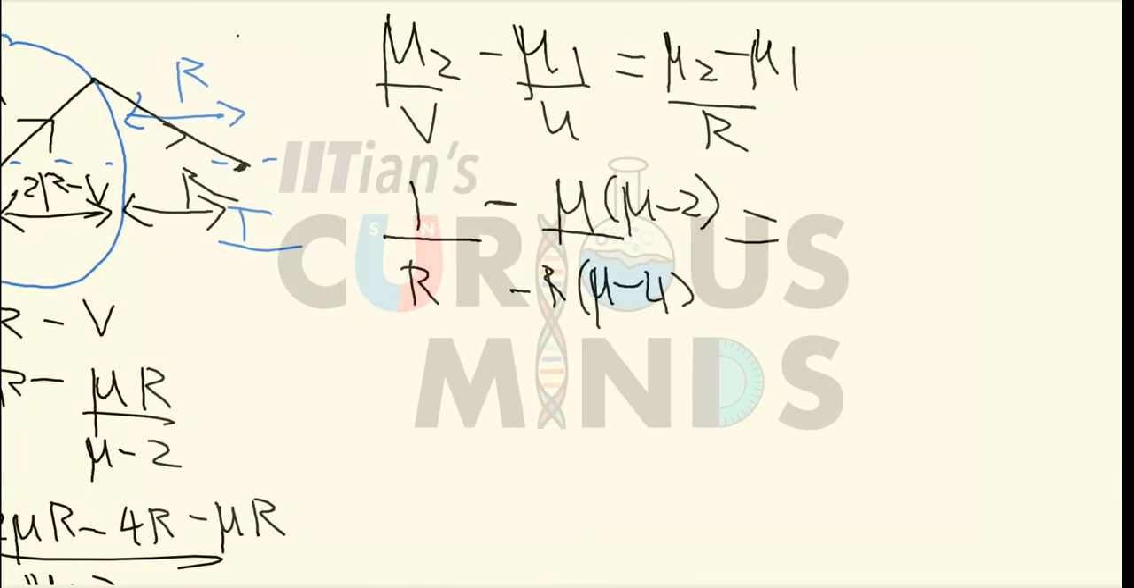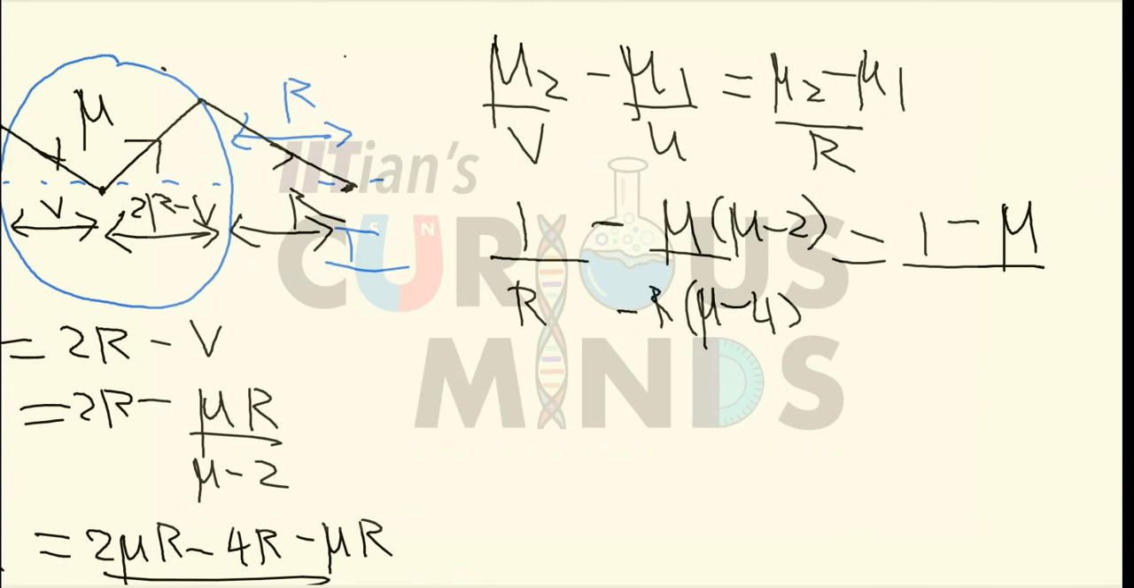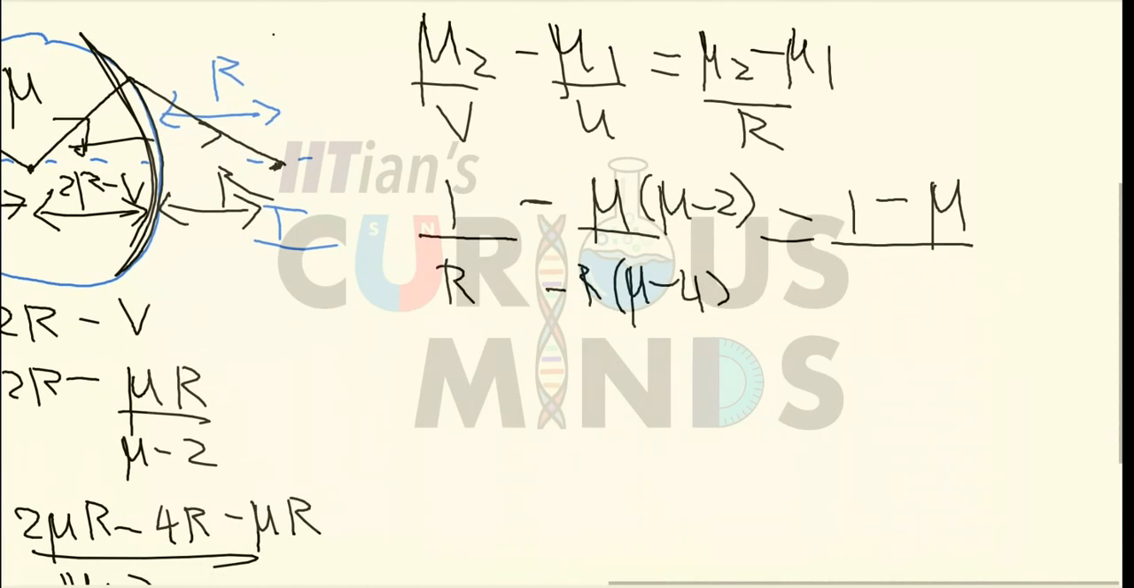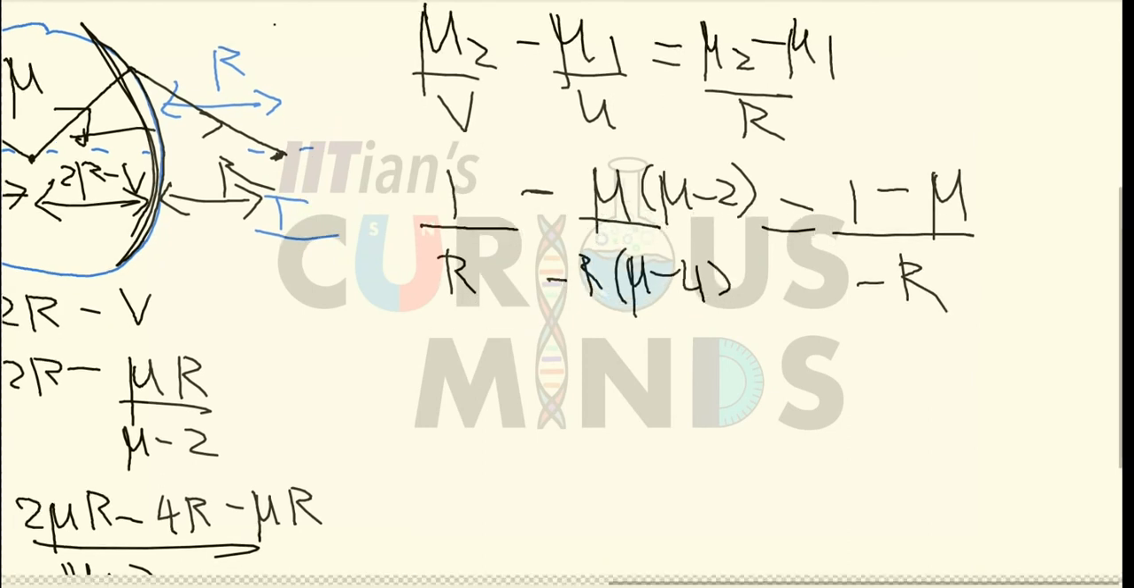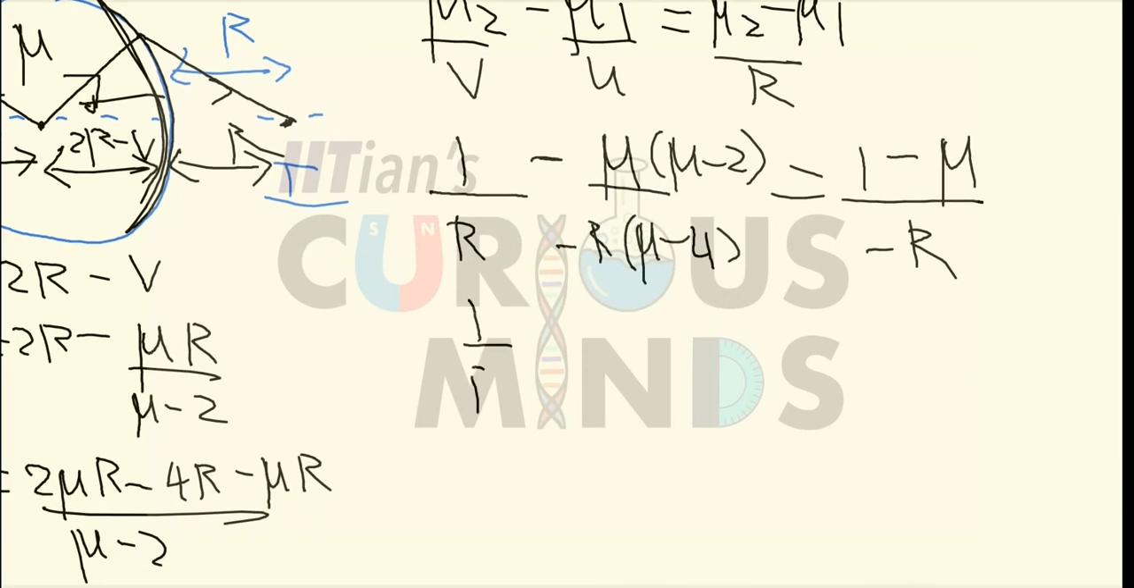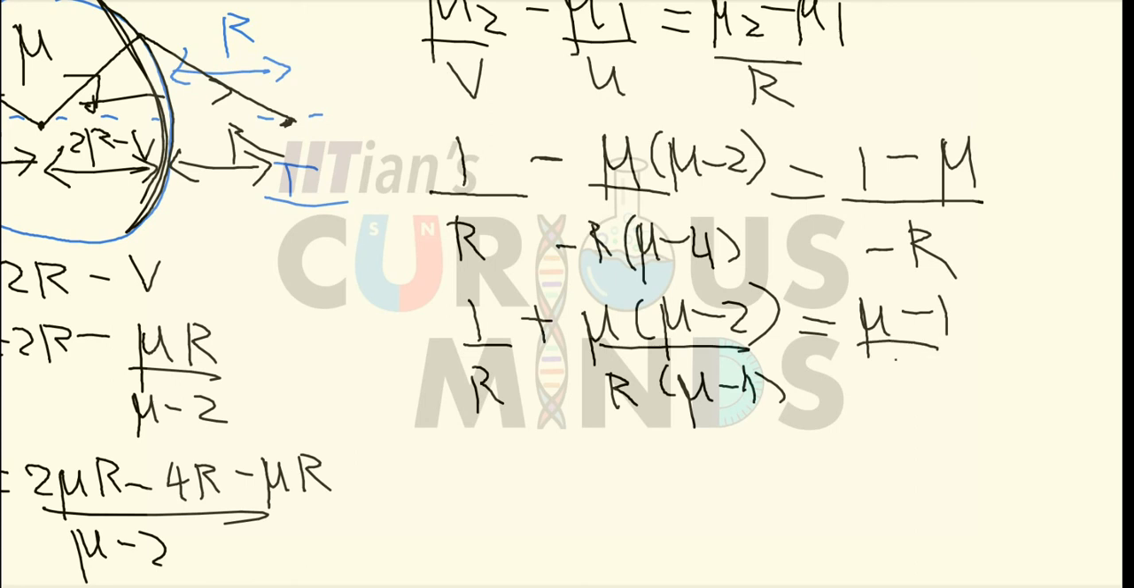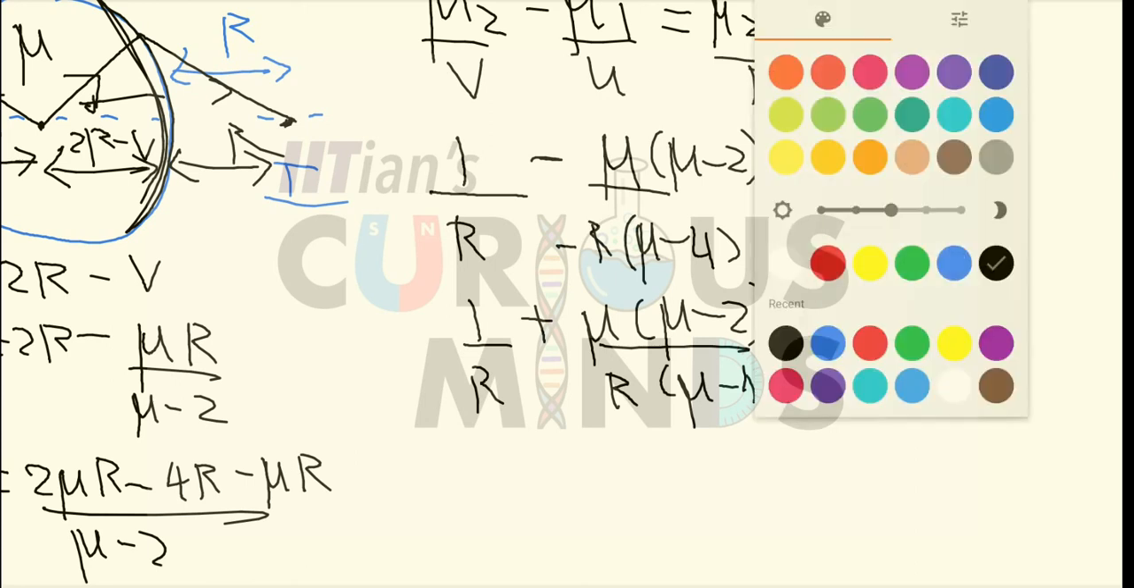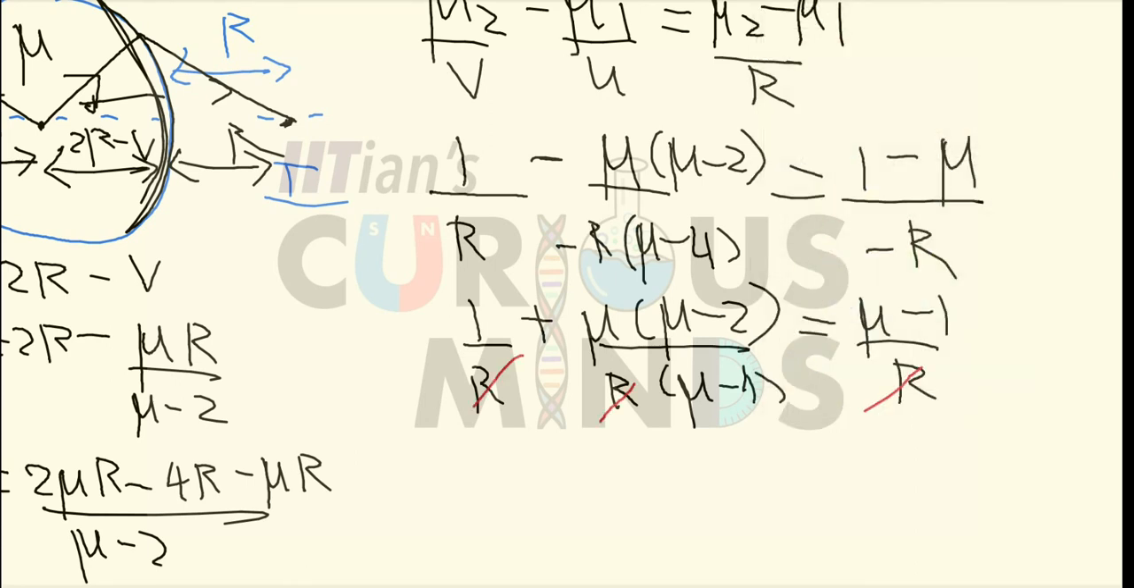It will be equal to mu 2 minus mu 1, that is 1 minus mu divided by R. Now since I am considering this surface, the R will be negative over here, so R will be equal to negative r. So the minus becomes plus, and we get mu into mu minus 2 divided by r into mu minus 4, which will be equal to mu minus 1 divided by r. Now I will cancel out the values over here. R and r will get cancelled out.